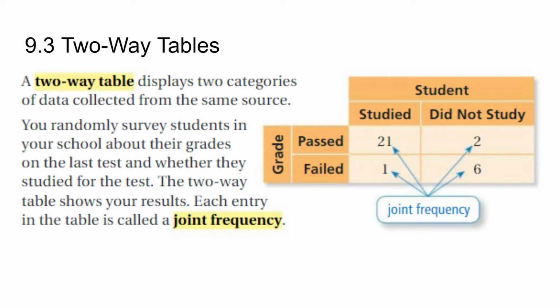Each entry in the table is called a joint frequency. So pretty much a two-way table is just how we organize statistical data. And as you can see here, we have data that shows us which students studied and did not study, and how many of them passed and how many of them failed. Each of the entries are what we call joint frequencies. Okay, so make sure you have this in your notes.